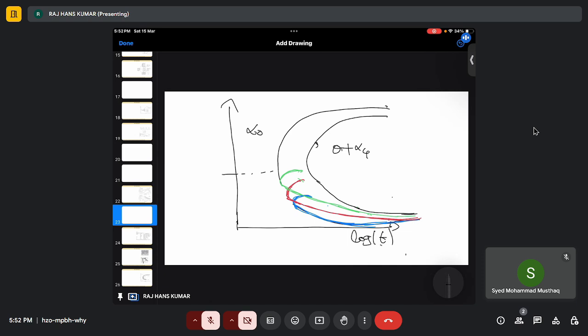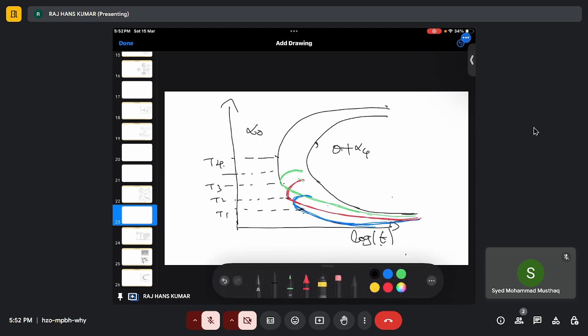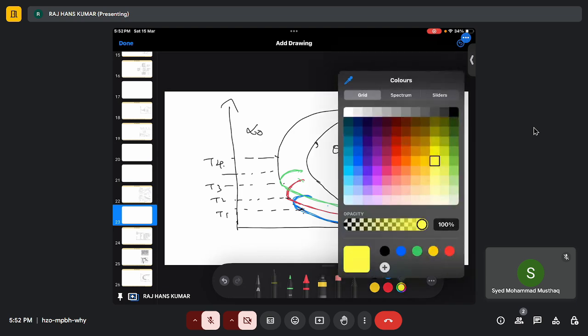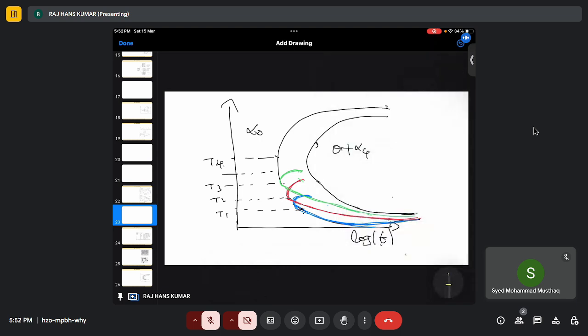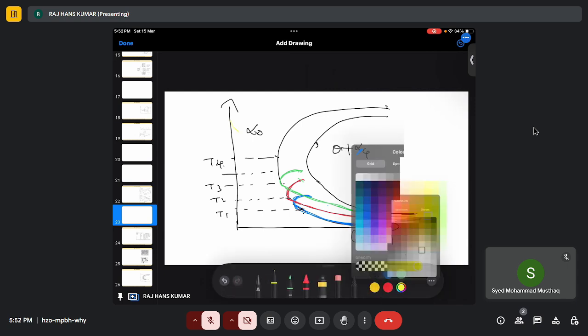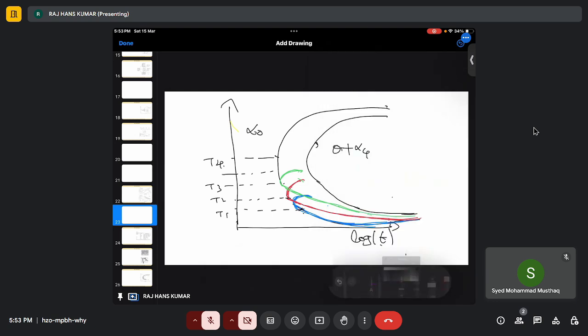Now let's say I'm at temperature T1, T2, T3, T4. So if I am at T1, I will first begin with GP. So this is my continuous cooling curve, right? Let's say this is my continuous cooling curve. It is not even appearing. Let's change this color to violet.